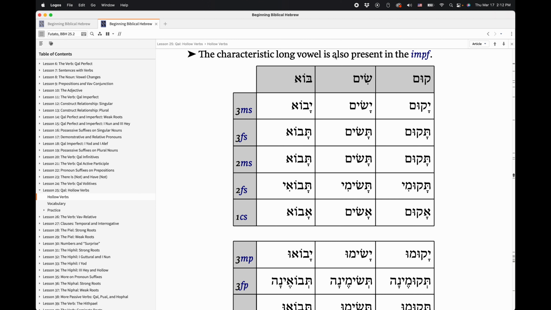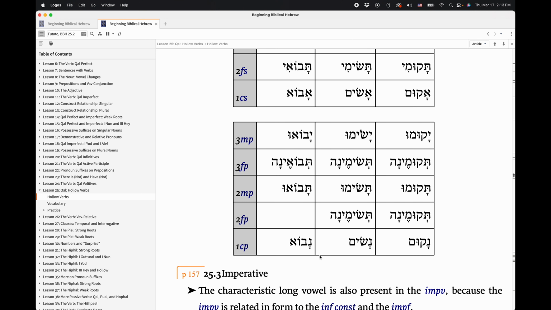The first thing you need to know about the hollow verbs in the imperfect is that they take a kametz prefix letter, okay? So that's the first change you're going to notice in these, and you'll see that all of these have a kametz prefix. There's only one exception, and it's this long nah form of the imperfect, the 3FP and the 2FP.